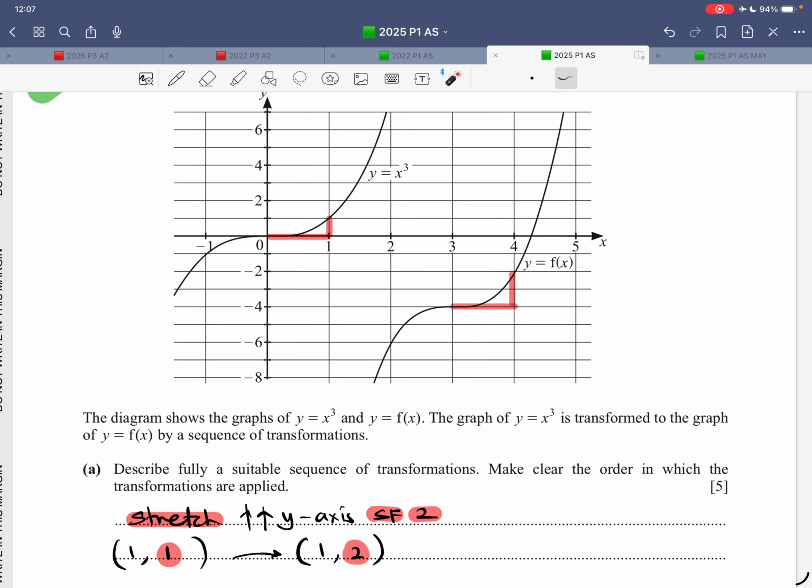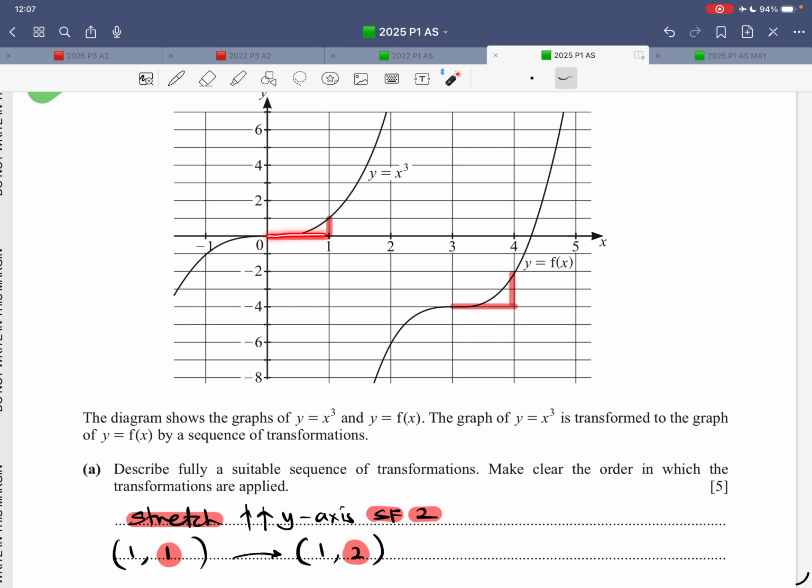Now, they're not specifying how many. 2 transformations, 3 transformations, they are not specifying it. Describe fully a suitable sequence of transformations. Make clear the order in which the transformations are applied. Now, the very first thing that I do is that, of course, there is a point (0, 0). There is this corresponding point, but it won't make that much of a difference.